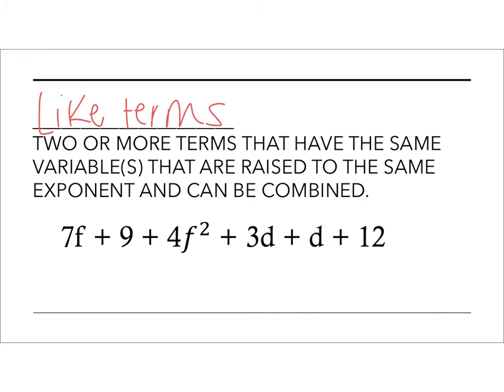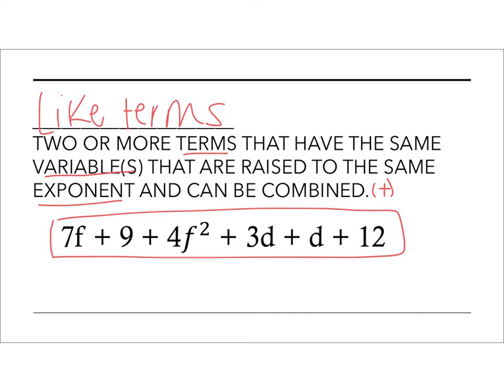So you need to make sure you really understand these. Like terms are going to be two or more terms that have the same variables that are raised to the same exponents, and then we'll find out that they can be combined or added together. So what does that mean? Well, if I box up my letters again and my numbers, box up all my terms just like I did from before, I make all of them into boxes.